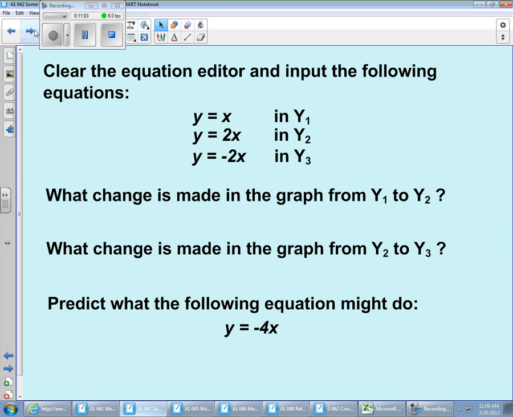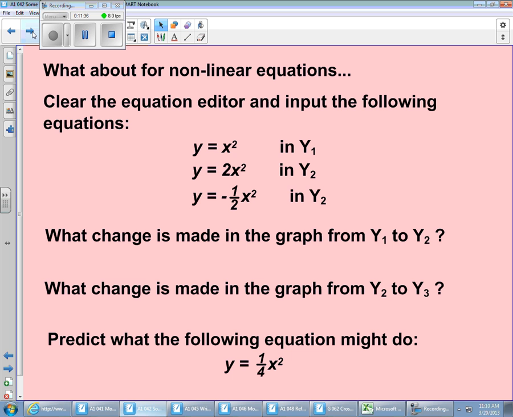Predict what the following equation might do. y equals negative 4x. Negative. What's that negative going to do? It's going to cause it to go downward instead of upward. And the 4, we've got an even bigger number in front of the variable. That's going to speed it up even faster. Okay. Got to remember, if it's 1 or bigger than 1, the graph is being stretched. It's moving faster. If it's a number smaller than 1, some fraction smaller than 1, the graph is being compressed. Okay, it's moving more slowly than it wanted to.